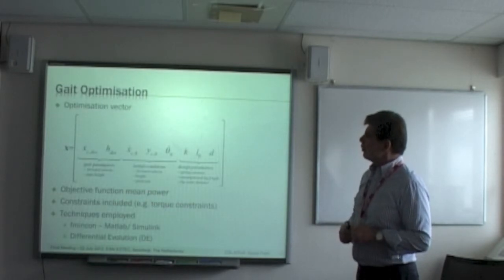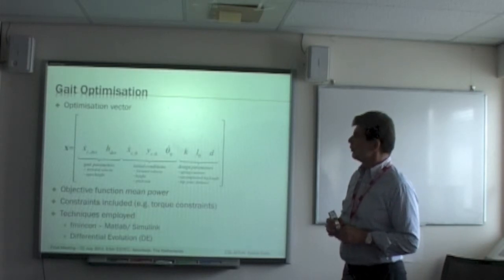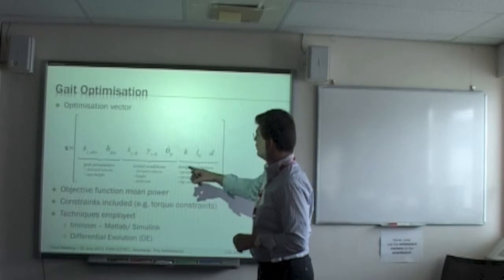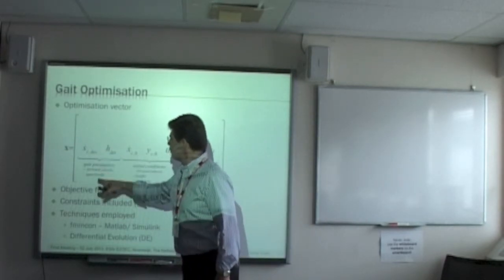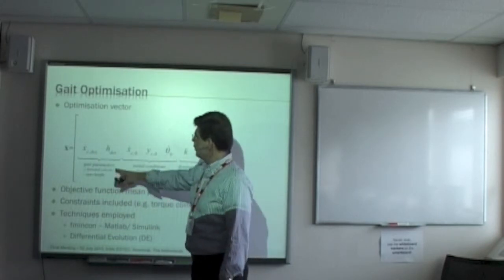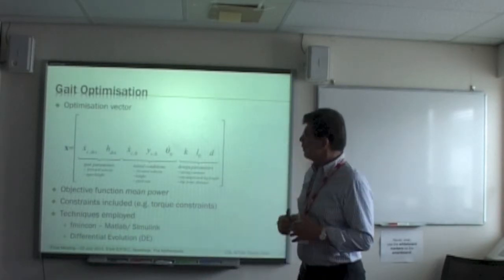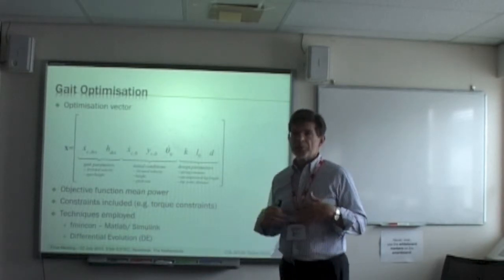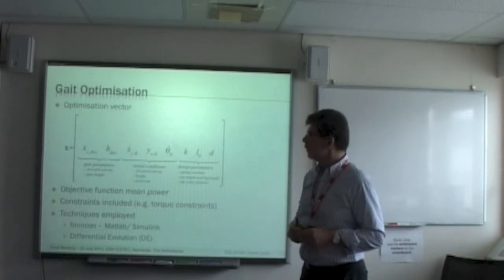In terms of optimizing the gaits, this is our optimization vector, and this includes a number of variables and parameters. These are the gait parameters, which include the forward velocity of the center of mass and the apex height that the gait achieves. If this apex height is higher, then you can go over bigger obstacles. If the velocity is higher, then you go faster, of course.